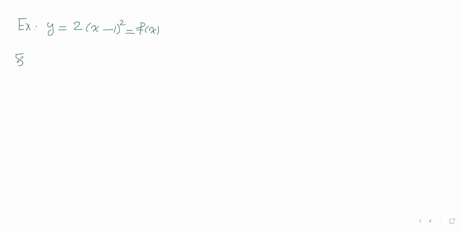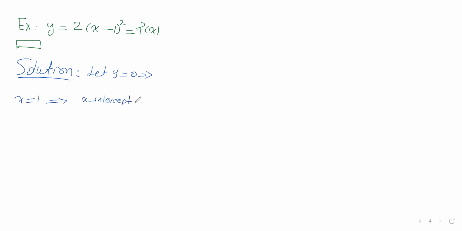So let's do it. Solution. I didn't write down the question. This is the same question as the previous 2 questions. So my vertex is going to be, or let's just say zeros, x-intercepts. I will let y equal to 0. So x is equal to 1. So I have only one x-intercept, which is (1, 0).